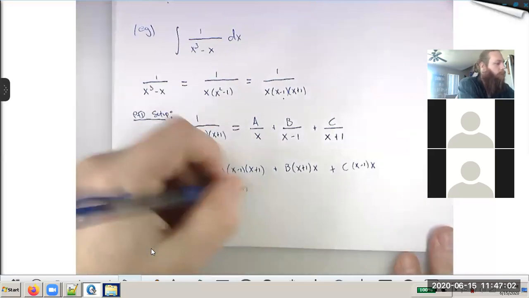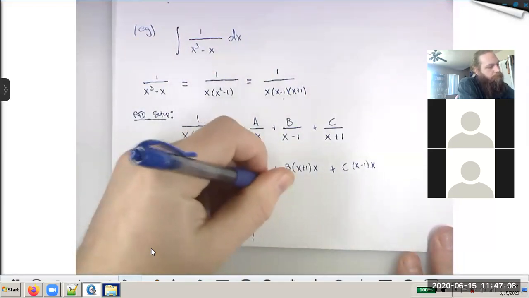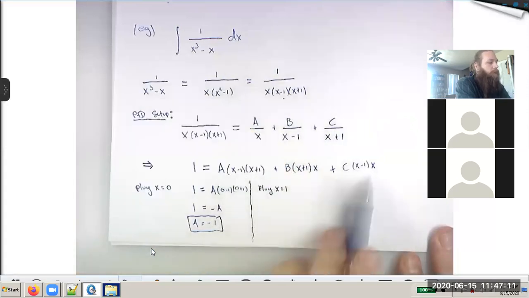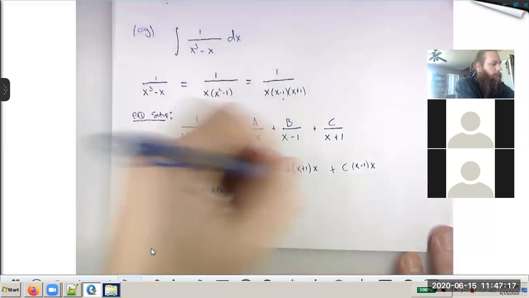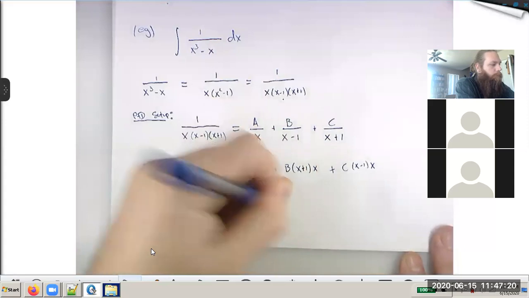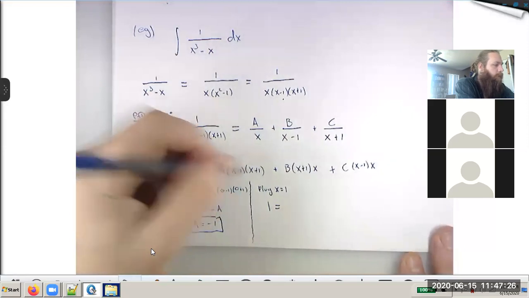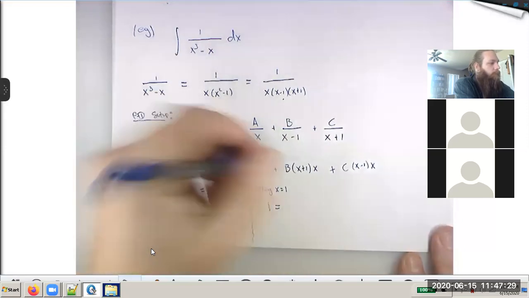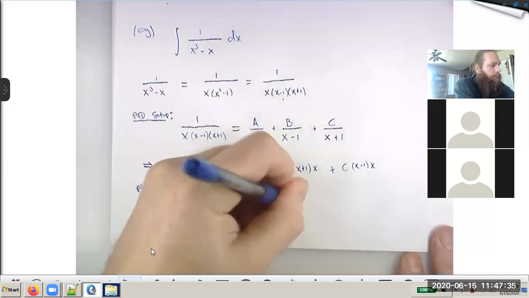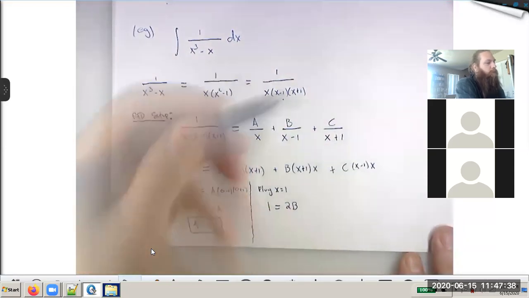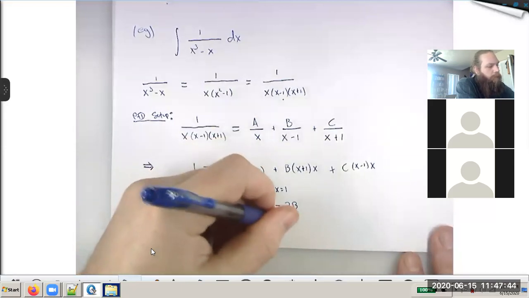If I plug in x equals 1, this guy will vanish and this guy will vanish. So I'll get b out. If I plug in x equals 1, then my equation above becomes 1 equals a times 0 times 2, or 2 times 0 times a. Either way, this term is 0. This term would be b times 2 times 1, so that's 2b. And this term would be c times 0, which is 0. So in other words, b is 1/2.